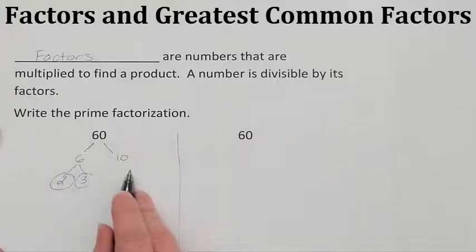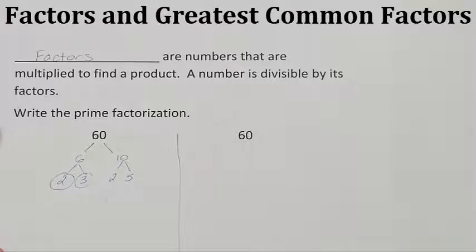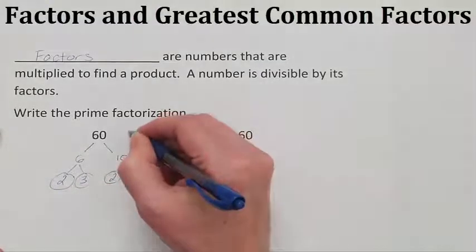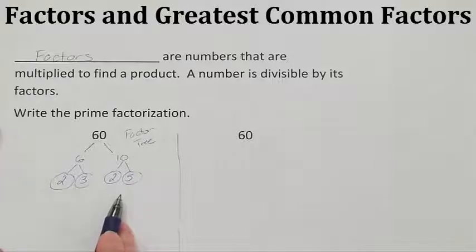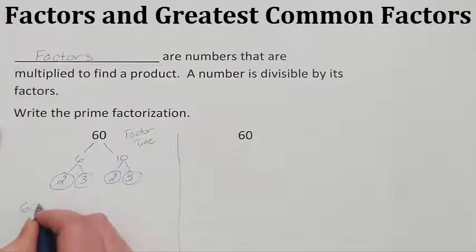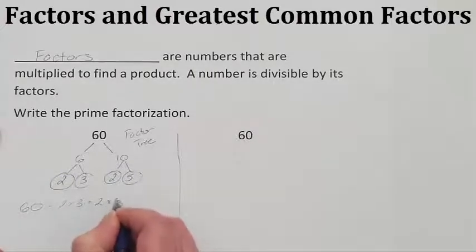Got to come over to the other branch. Is 10 prime? 10 is not prime because I know that I can break 10 up into 2 and 5. 2 is prime, so that branch ends. 5 is prime. That branch ends. This is what we call a factor tree. For many students, the factor tree helps you find the prime factorization. 2 times 3 times 2 times 5. These are all the prime numbers that you would multiply together to give you 60. So I know that 60 is the same as 2 times 3 times 2 times 5.